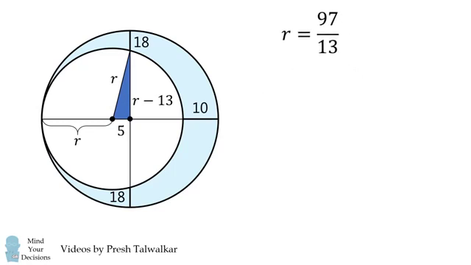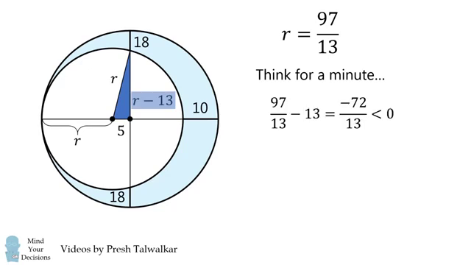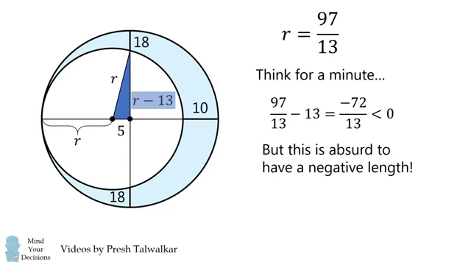Now before you go any further, you need to think for a minute. If r is equal to 97 over 13, what is the value of r minus 13? If you work it out, it's actually going to be a negative number. And this should raise a red flag. It is absurd to have a negative length in this geometry problem. So something has gone wrong.